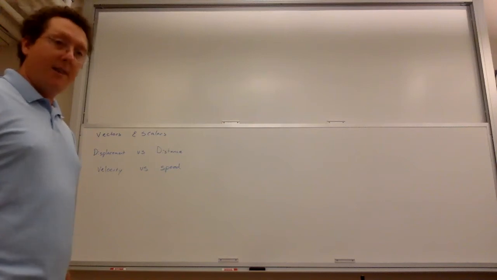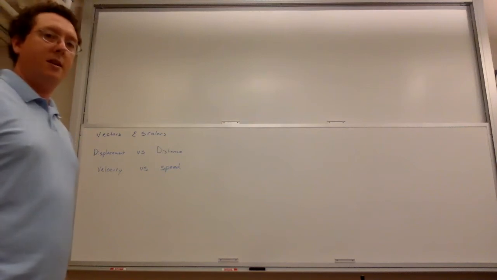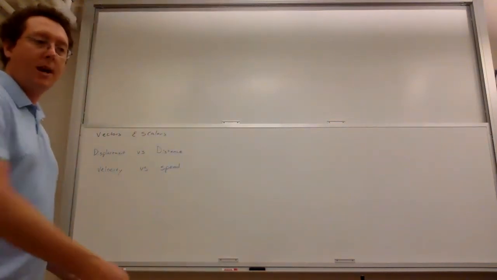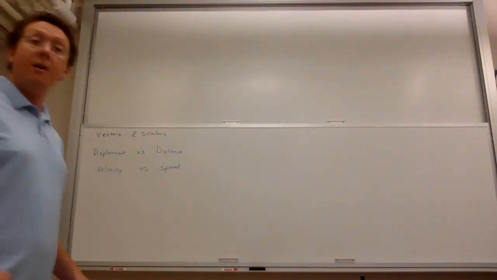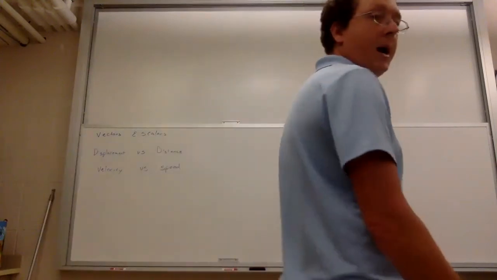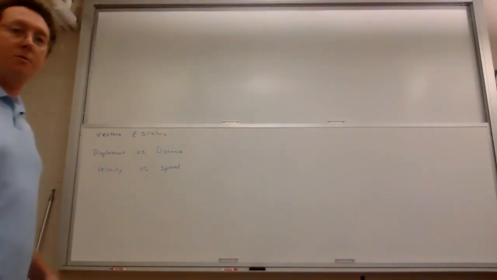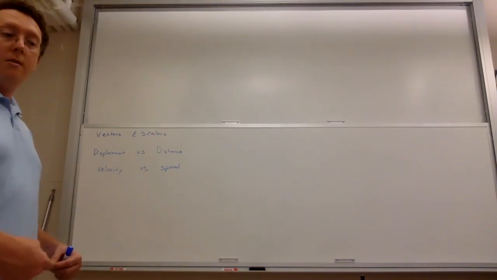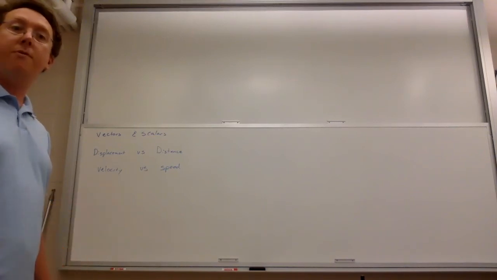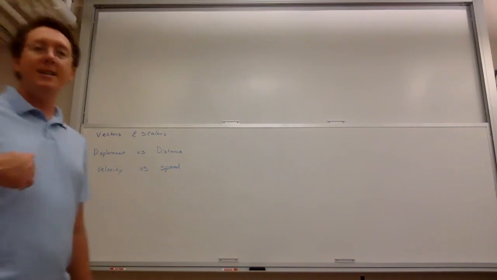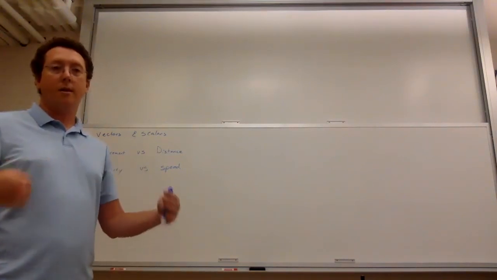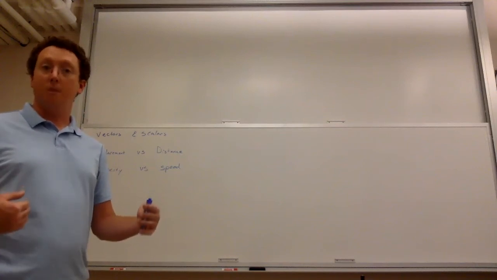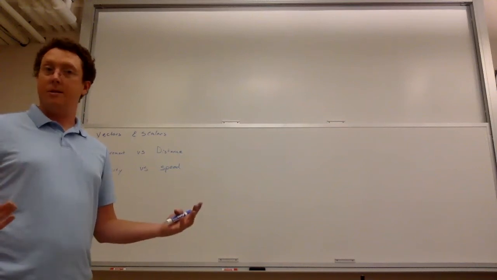On the other hand, what about distance? I went forward half and then back half. So the distance would be half plus half is 1. Then I went forward 1, backwards 1. The distance would be 2. So it'd be 1 plus 2 for a total of 3 meters. So my distance in that trip was 3 meters. My displacement was 0. There's a difference.